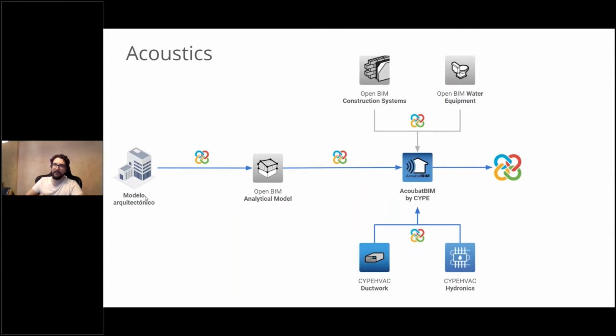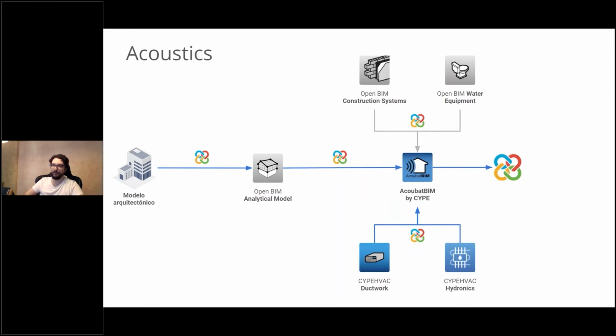So after we use an application, we export this information into BIMserver.center, into our project of BIMserver.center. So we need to export it. And then, as we are using SYPE Architecture, we need to import this architectural model in IFC format into Open BIM Analytical Model. This is a free tool that we are going to put in the middle of the architectural model and the acoustic simulation tool. This application will transform the architectural model into a geometrical analytical model.